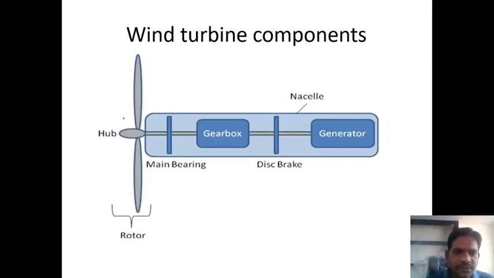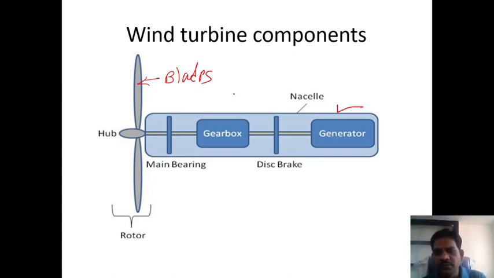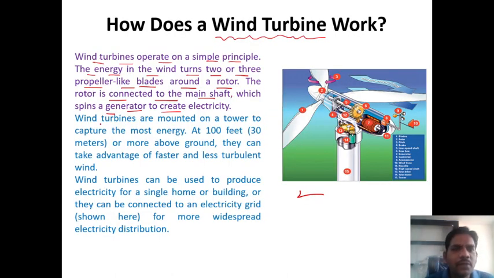We know that this is our complete rotor. These are the blades. This is the generator, and we know it generates the electricity. So you observe here, wind turbines are mounted on a tower. This is the tower. If you observe, guys, this is the tower.